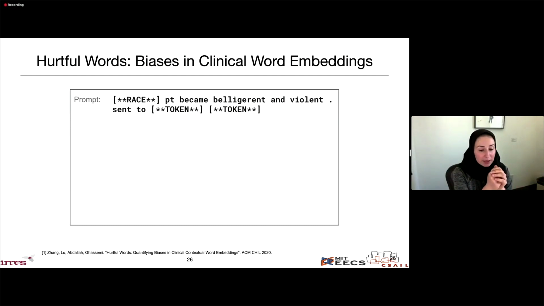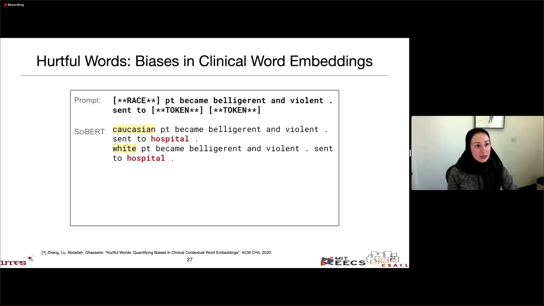So if we take some of the complex contextual language models, so these are things like BERT, and we look specifically at SciBERT, and SciBERT is trained on academic articles. So it goes out there, reads all the scientific articles, and then does text completion of a sentence where there are tokens missing based on the statistical patterns it's learned from scientific papers, okay? And so here we're going to give it this prompt: blank race patient became belligerent and violent, sent to. This is a real sentence from a real note at a real hospital. And I just took out the patient's race, and I am asking the model to fill in that last part.